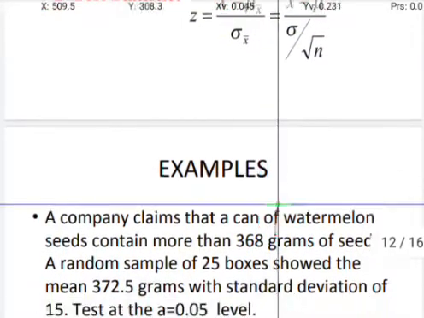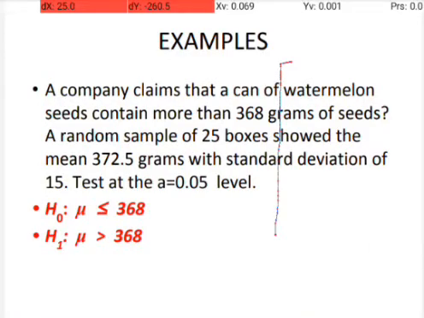Let's go. There's an example before me here. A company claims that a can of watermelon seed contains more than 368 grams of seed. A random sample of 25 boxes showed a mean of 372.5 grams with a standard deviation of 15. Test at the alpha equals 0.05 level.